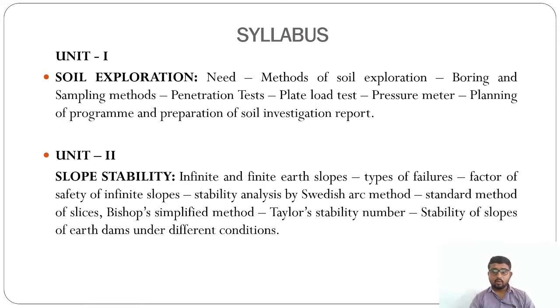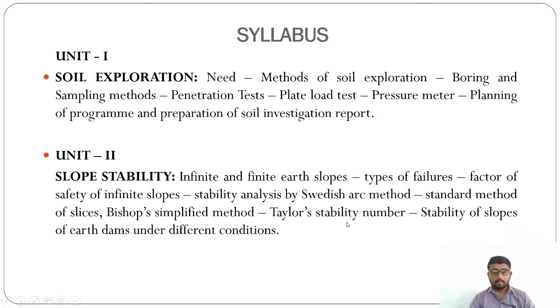For calculating the whole area, it is a burden. That's why we are going to divide the soil into a number of slices and calculate the factor of safety for each slice, and finally add all the factors of safety. This is the easiest method. Next, Bishop's simplified method. Bishop found a simplified method to find out the factor of safety in an easy way. Next, Taylor stability number.